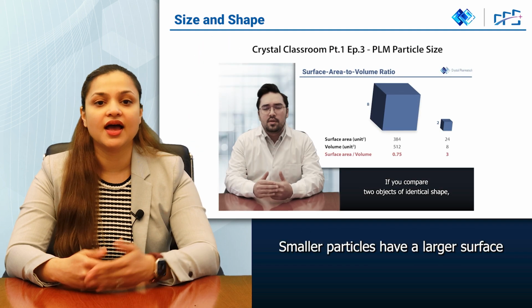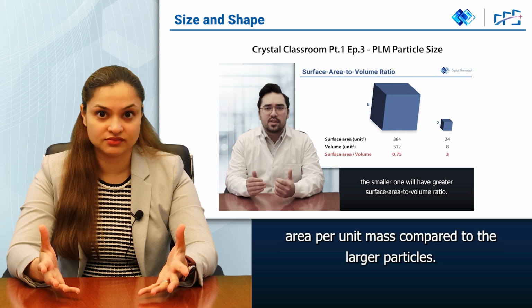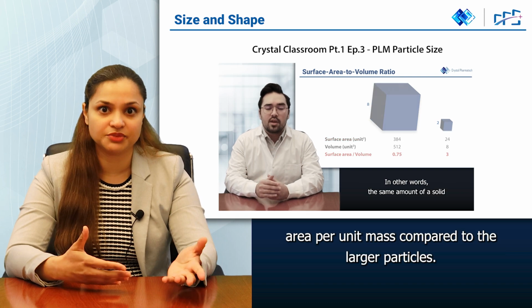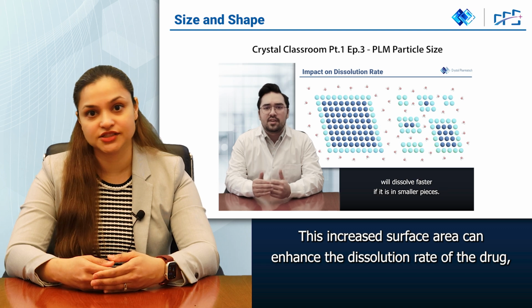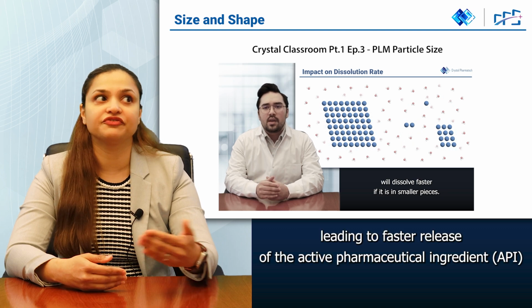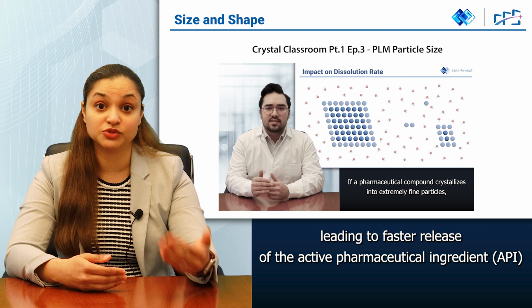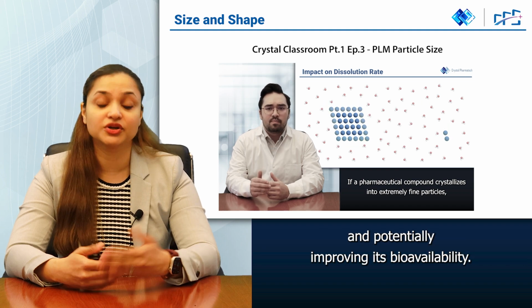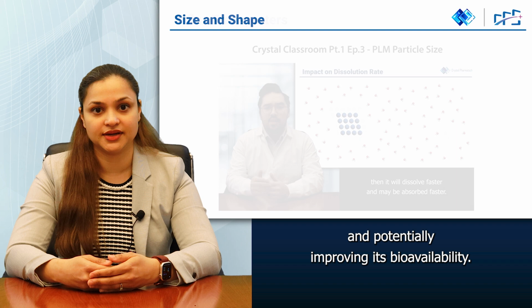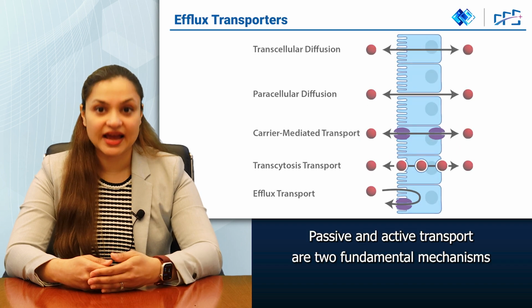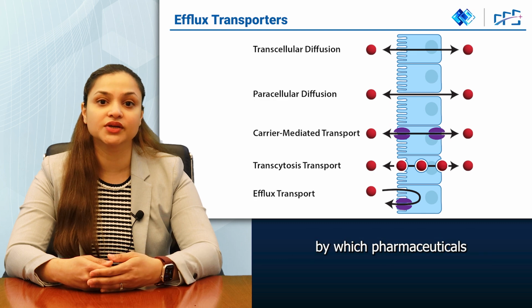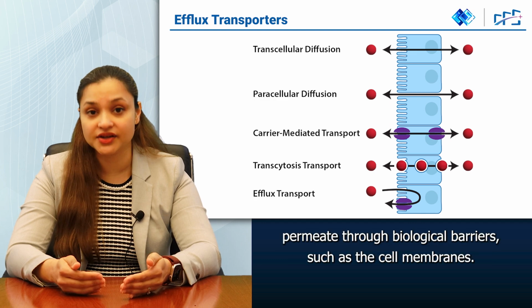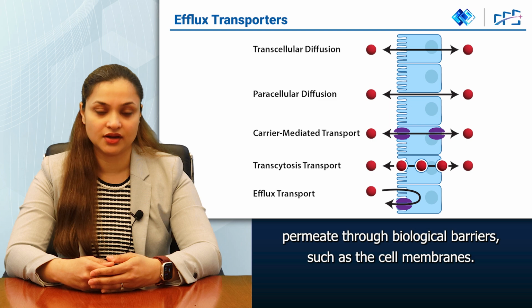Smaller particles have a larger surface area per unit mass compared to the larger particles. This increased surface area can enhance dissolution rate of the drug, leading to faster release of the active pharmaceutical ingredient and potentially improving its bioavailability. Passive and active transport are two fundamental mechanisms by which pharmaceuticals permeate through biological barriers, such as the cell membrane.